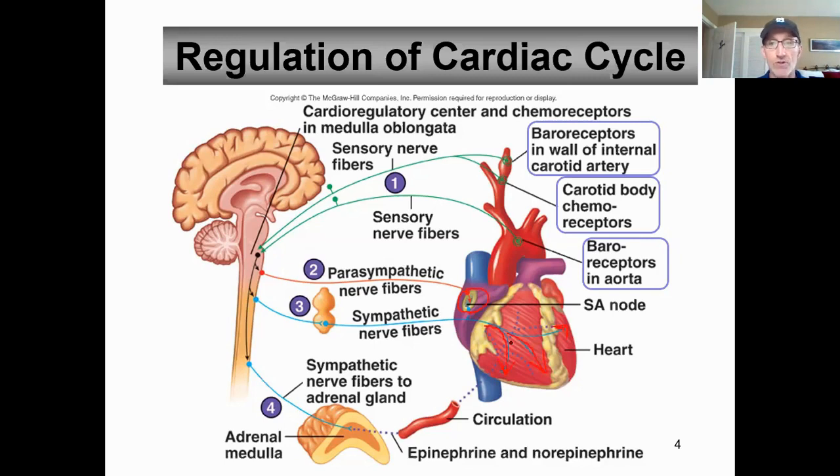So the SA node will speed it up, that hits the gas pedal, but at the same time, it makes it more forceful so that with each contraction, it's sending out more blood. The parasympathetic nerve fibers, all that does is just slow everything down. That's hitting the brakes. Which nerve is this? Number 2 right here, where I got the question mark. What parasympathetic nerve goes to the heart and to many other places throughout the body? Vagus. Vagus. Well done, Paige.